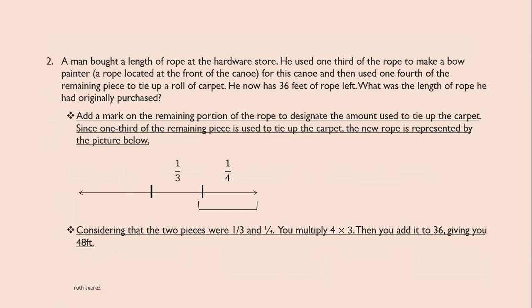So, as you can see, we add a mark on the remaining portion of the rope designated the amount used to tie up the carpet. Since 1/4 of the remaining piece is used to tie up the carpet, the new rope is represented by the picture below. As you can see, it's 1/3 here and 1/4 here. Considering that the two pieces were 1/3 and 1/4, you multiply 4 times 3, which is 12. Then you add it to 36, and 36 plus 12 gives you 48 feet. Therefore, that is your answer.